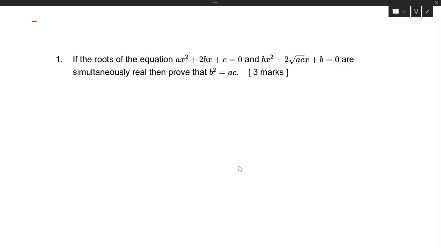So as you could see, we can see two equations here. The first equation is ax square plus 2bx plus c, which is equal to 0. They are real. The roots of both the equations are real. So we can use the discriminant here. Do you remember the discriminant, where D is greater than or equal to 0?